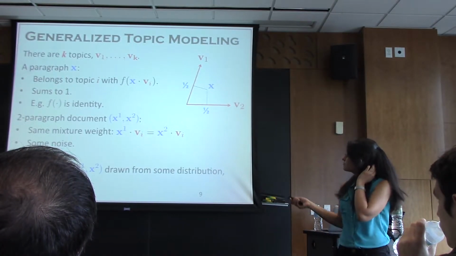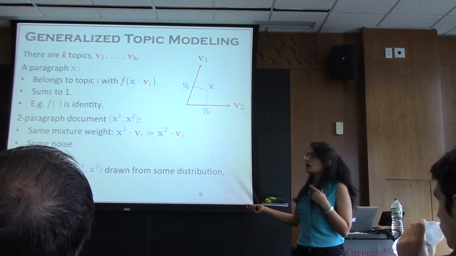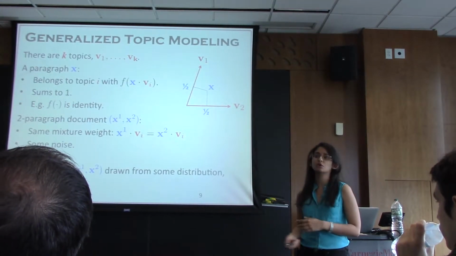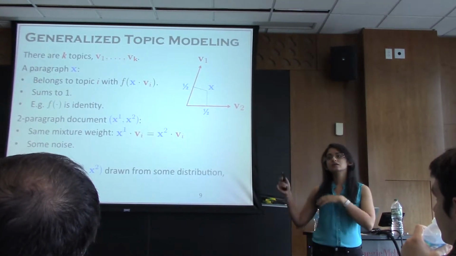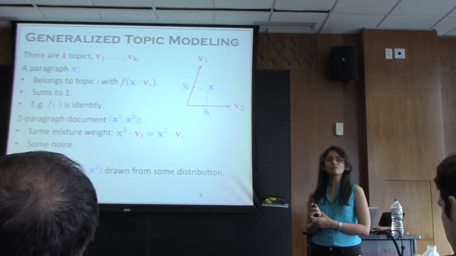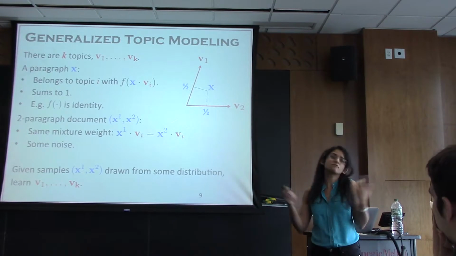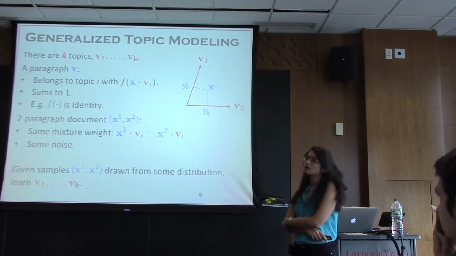So our goal is, if I'm giving you a lot of these 2-paragraph documents coming from some distribution, can you learn these V1 to V8? Is this clear? So this is the feature space, and these topics are going to be just some vectors in the feature space.